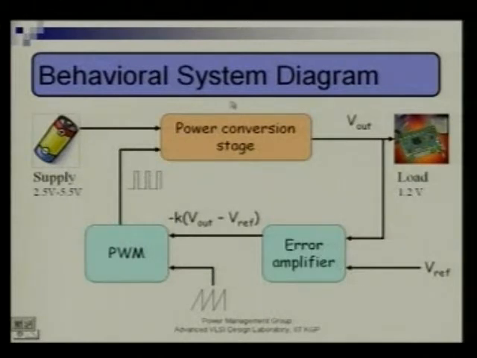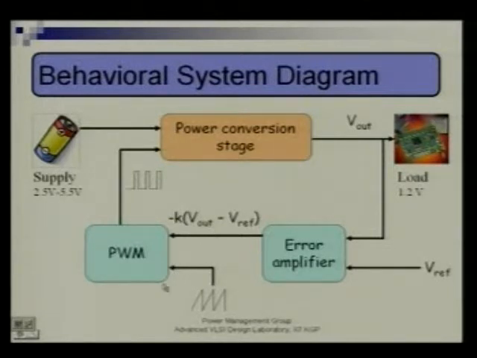So this is the behavioral system diagram. We have not yet arrived at any topology. We are just looking at the behaviors. So there will be a feedback from the output. There will be V ref. This is something which we call error amplifier, because in effect it is amplifying the error. V out minus V ref, that we call error. That's also a common term that you will come across in control systems terminology. They will call it error.